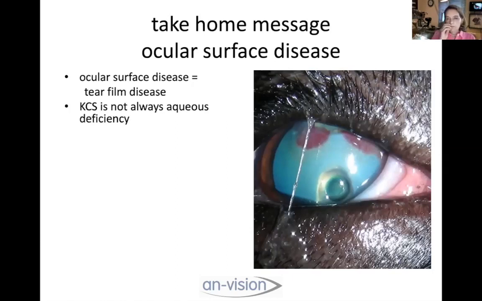KCS is not always aqueous deficiency, that's obvious. We talked about evaporative tear film disease, I think, for 1.5 hours now.